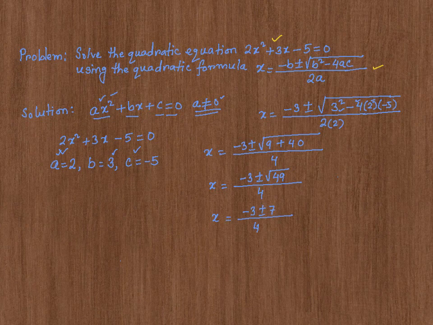Now I have gotten two solutions for x for the given quadratic equation. In one case, it is negative 3 plus 7 divided by 4, which gives me 4 over 4, which is just 1. So my one solution is x is equal to 1. Then my other solution is x is equal to negative 3 minus 7 divided by 4, which is negative 10 over 4, because negative 3 minus 7 is negative 10. Now 2 goes into 4 twice, 2 goes into 10 5 times. So it's going to be negative 5 over 2. So my other solution here is x is equal to negative 5 over 2.